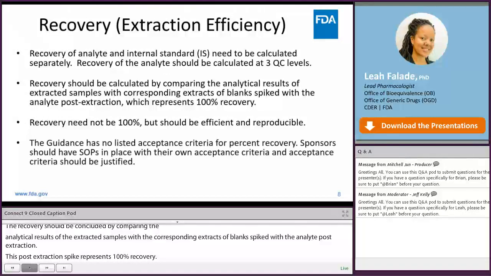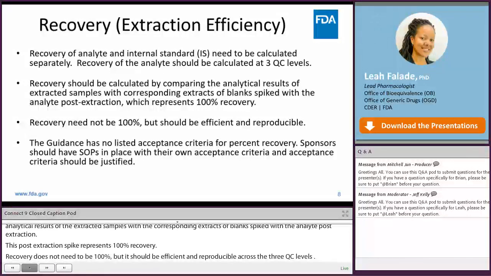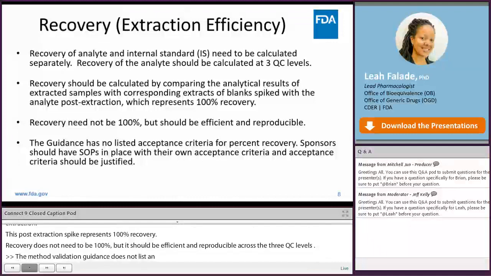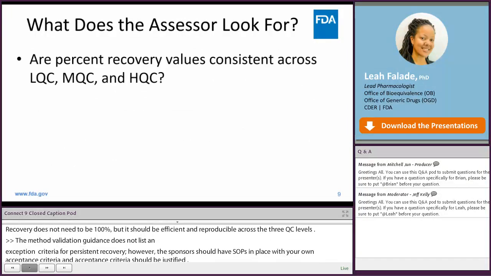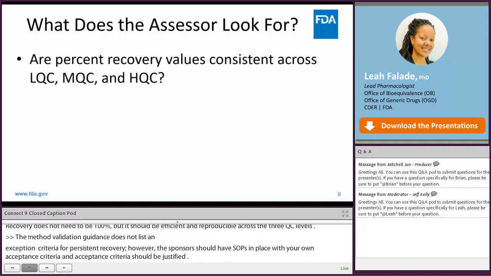So the method validation guidance does not list an acceptance criteria for percent recovery. However, the sponsors should have SOPs in place with your own acceptance criteria, and the acceptance criteria should be justified. So what does the bioequivalence assessor look for? We check to make sure that all the percent recovery values are consistent across the 3 QC concentrations, the LQC, the MQC, and the HQC.